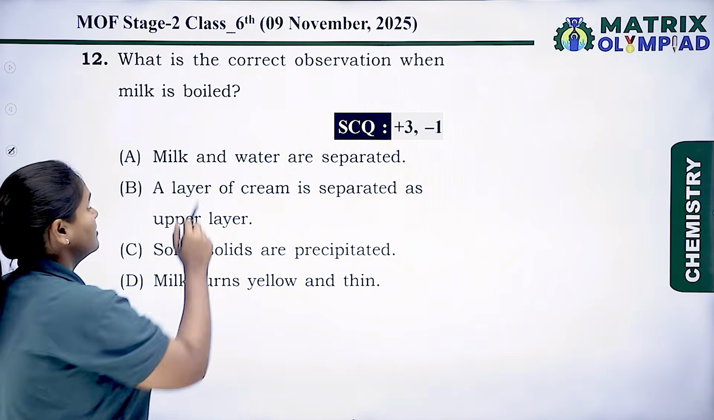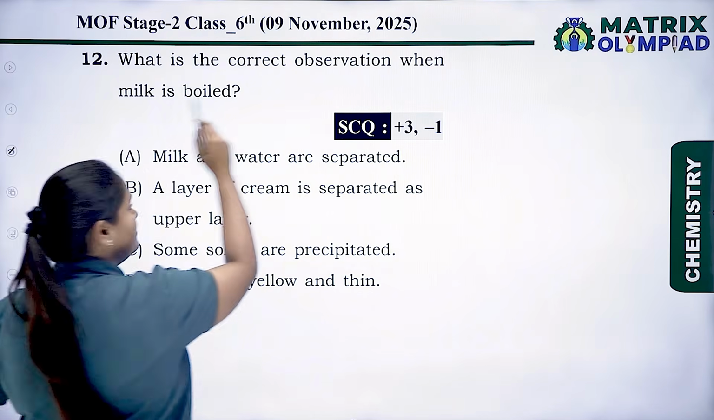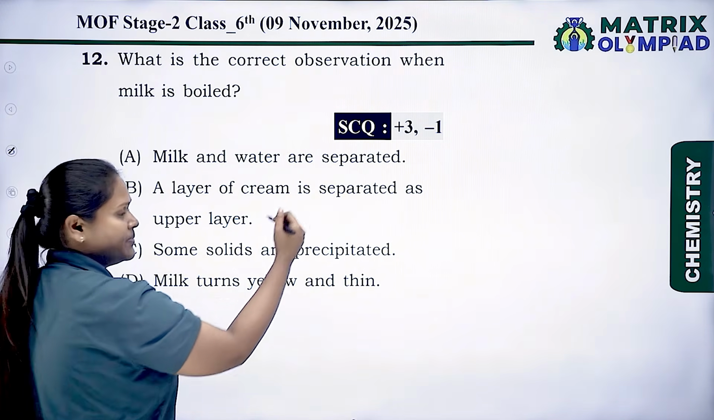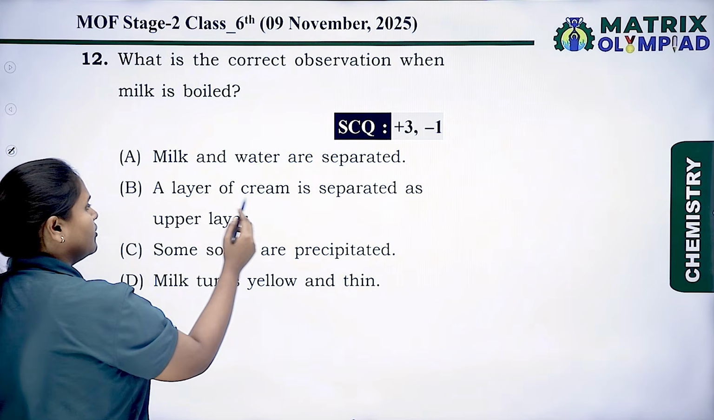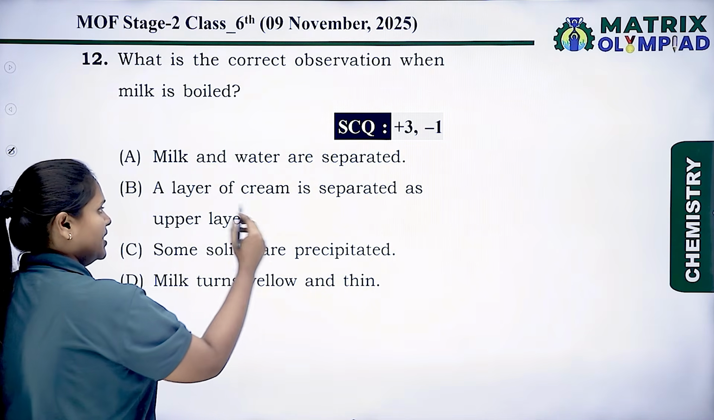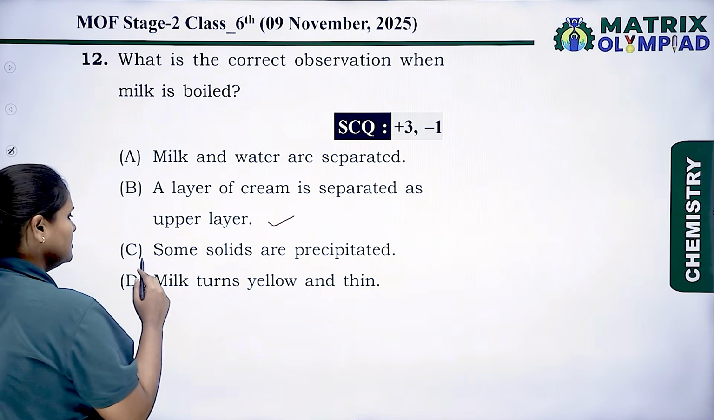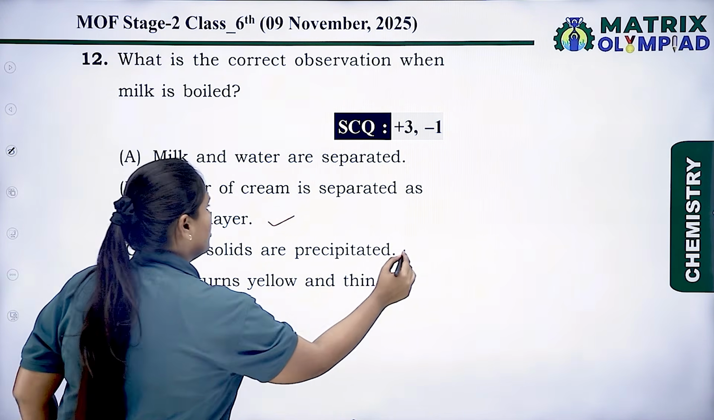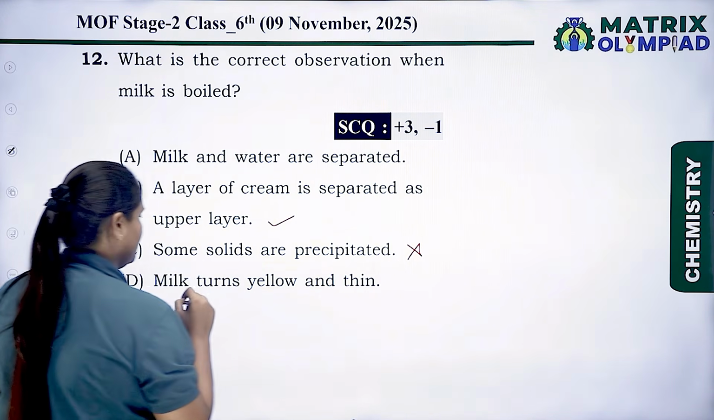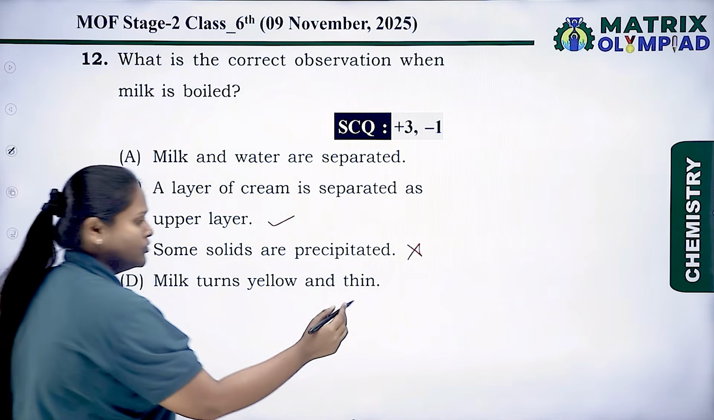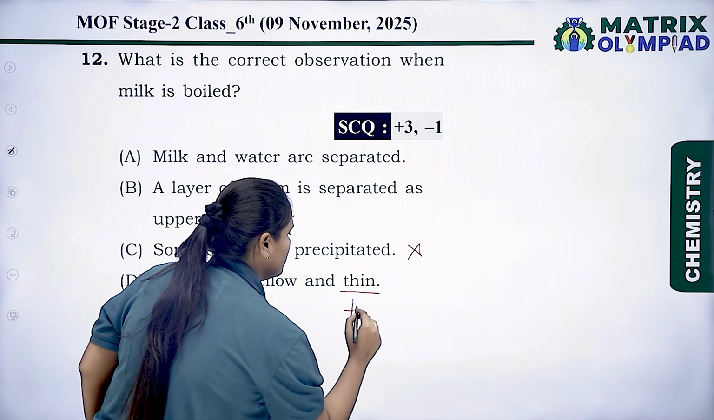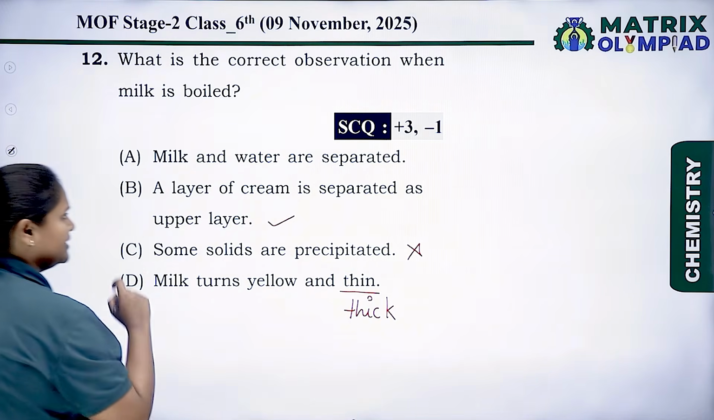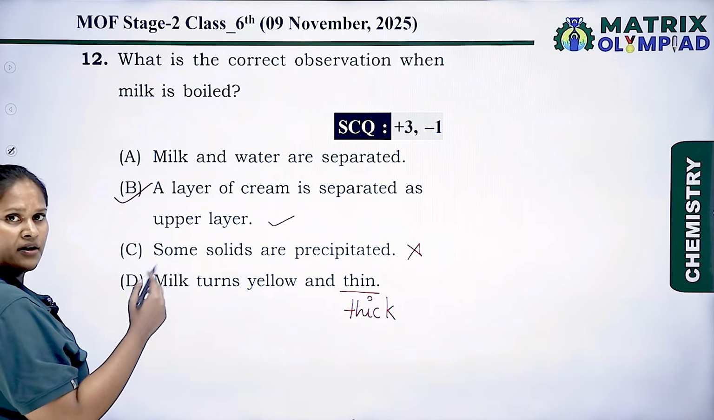Now the next question: what is the correct observation when milk is boiled? Option A, milk and water are separated. No. A layer of cream is separated as the upper layer. Yes. Option C, some solids are precipitated. No, some solids are not precipitated. Milk turns yellow and thick. No. So the correct answer is option B.